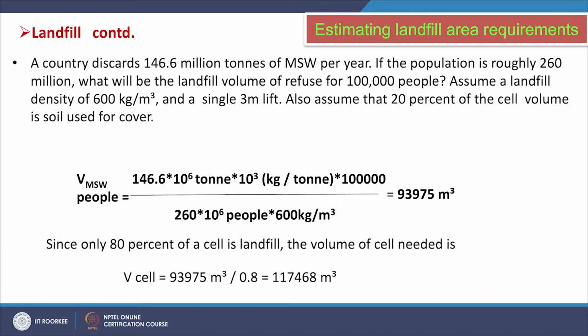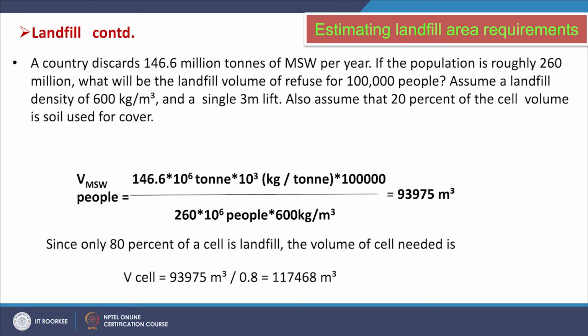So, now we will calculate the volume of the MSW. How can we calculate? We have a total of 146.6 million tons of MSW per year, so this into 10 to the 3 kg per year, the conversion of ton to kg. Then we have 1 lakh people, and for 1 lakh people we have to calculate. This waste is generated from 260 million people, so per unit people, this is divided by 260 into 10 to the 6, then divided by 600, because 600 is the density of the landfill, then multiplied by the total people. This will be the total mass of waste generation, then divided by the density, so it gives us the volume.